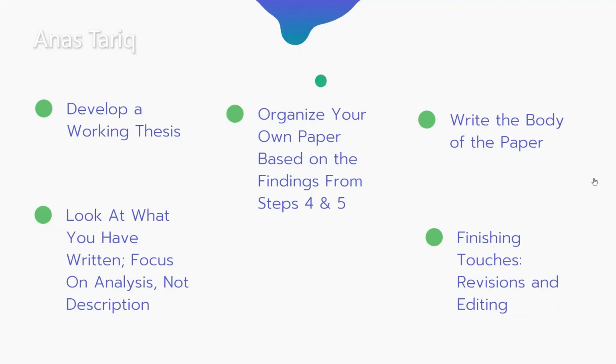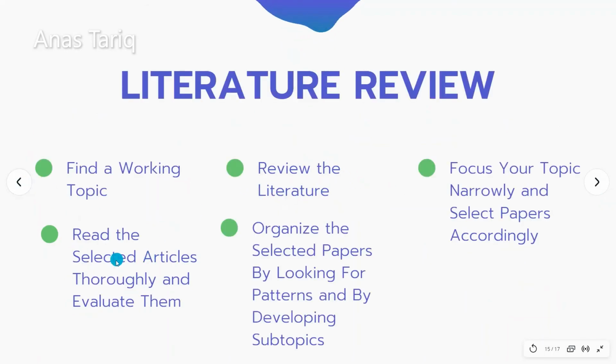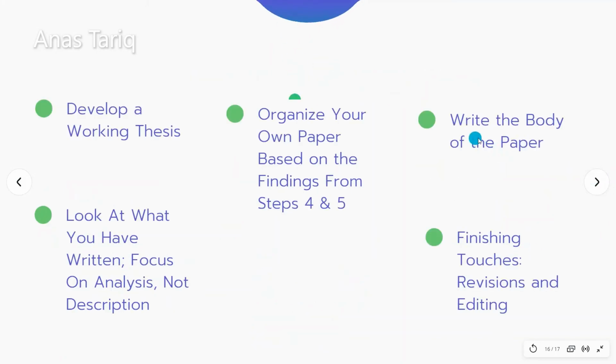Write, organize your own paper on the findings from step 4 and step 5. Step 4 is read the selected articles and organize the selected papers by looking for patterns and by developing subtopics. Write the body of the paper. Follow the plan you have developed above, making certain that each section links logically to the one before and after, and that you have divided your sections by themes or subtopics, not by reporting the work of individual theorists and researchers.